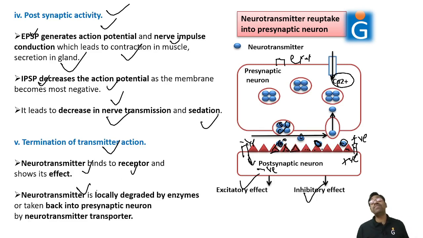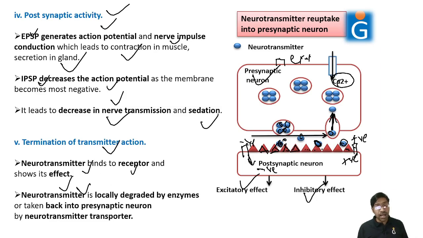Now this neurotransmitter is going to get locally degraded. There are some enzymes which are present on the postsynaptic membrane. These enzymes may be present in the synapse or postsynaptic membrane, which are involved in the degradation of this neurotransmitter. This neurotransmitter is going to break down, or if some part of the neurotransmitter is not degraded, it is again going back to the synaptic vesicles present in a presynaptic neuron. This process is called synaptic reuptake of the neurotransmitter into the presynaptic neuron.